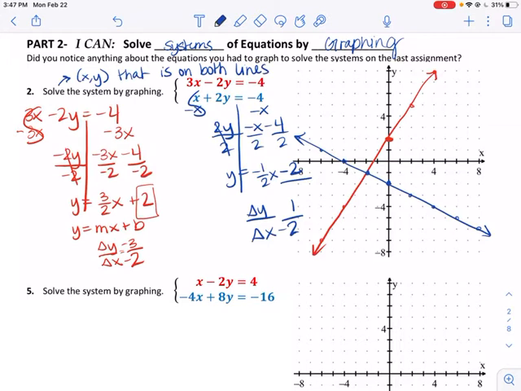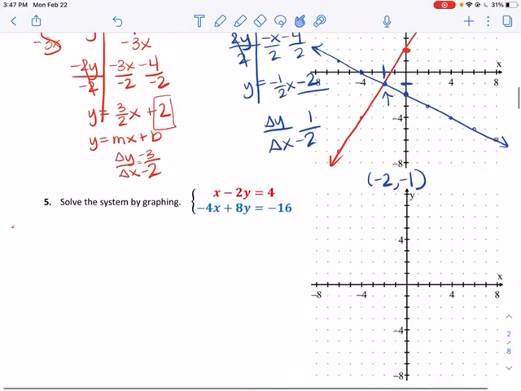All right, so which point is on both lines? That one. But that's not how you answer the question. You have to actually answer with the coordinates of the point. So our x-coordinate is right there. It's negative 2. And our y-coordinate is right there. It's also negative 1.